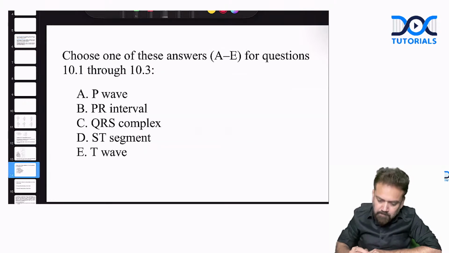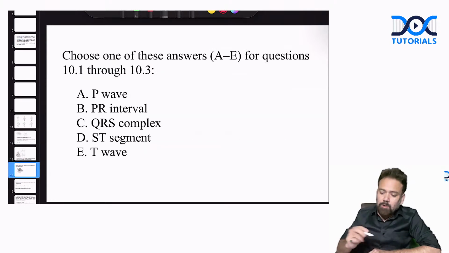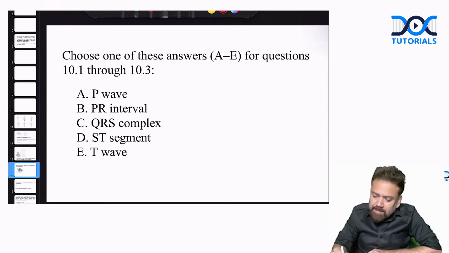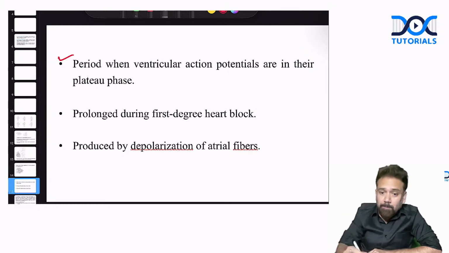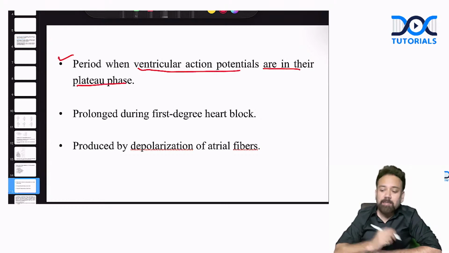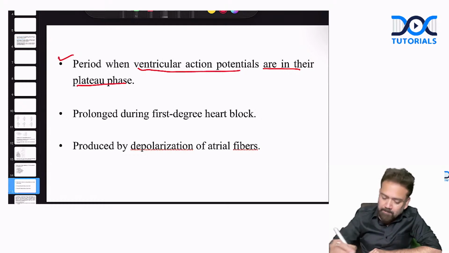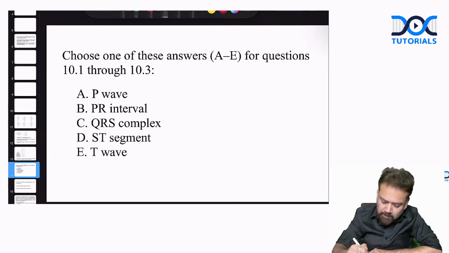Now a bit about this question. Choose one of these answers for the question 10.1 through 10.3. The question is: period when ventricular action potentials are in their plateau phase. In the plateau phase, do you remember the diagram? If you remember this, okay. If you don't, I have to draw this diagram for you.